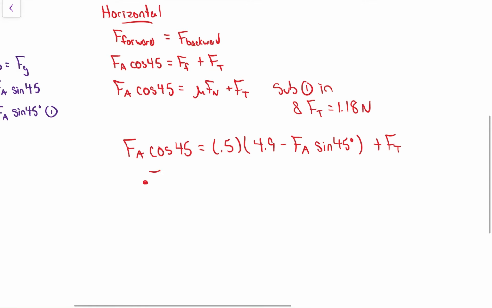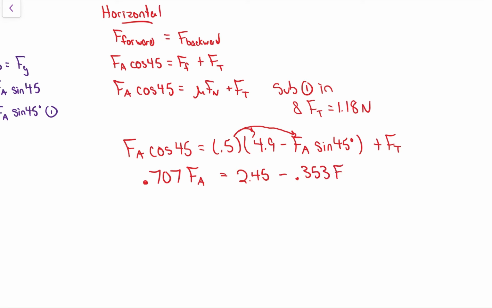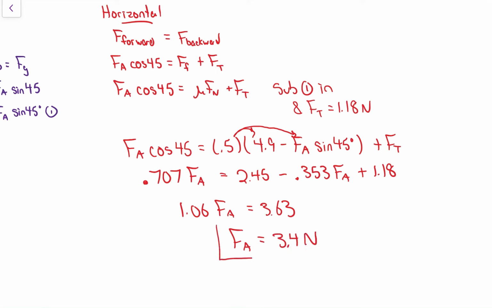But the FA cos 45 to start off with up here, that turns into 0.707 times FA. Cosine of 45 is 0.707. When I distribute in, half of 4.9 is 2.45. When I distribute in and do two things, the sine 45 is the 0.707 number. Half of that is roughly 0.353, also times FA. Then on the end, I'm going to finally put in the 1.18. If I clean this up and collect like terms, on the left, I end up with roughly 1 FA equals 3.63. Getting FA all by itself, dividing out, I'm going to round it off as well. Works out to roughly 3.4 newtons.